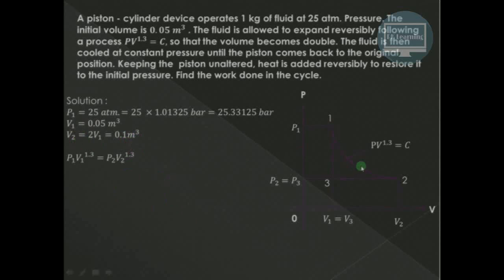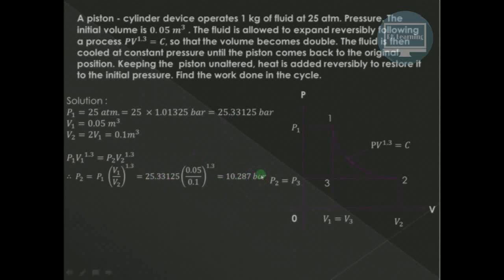Now we know that the given particular process is PV raised to 1.3 is equal to constant. So applying this particular law for the state points 1 and 2, we can say that P1 V1 raised to 1.3 is equal to P2 V2 raised to 1.3. In other words, we can calculate P2. So P2 will be equal to P1 into V1 upon V2 raised to 1.3, and that value, again in bar, is 10.287 bar, because this value we have taken in bar.